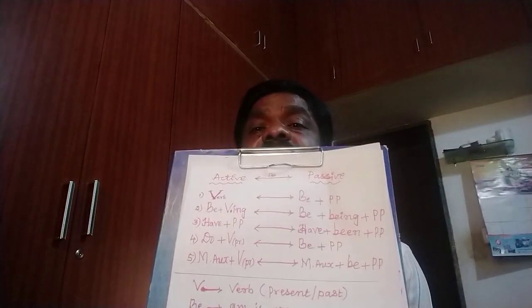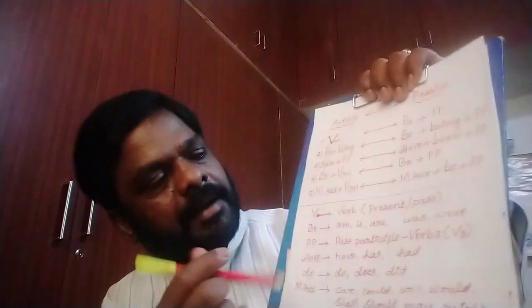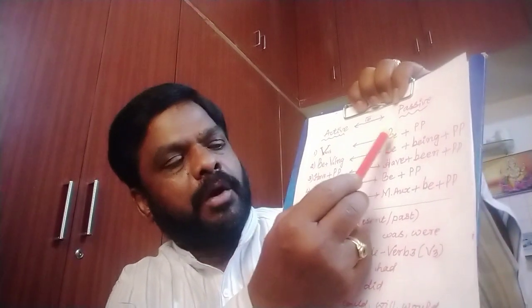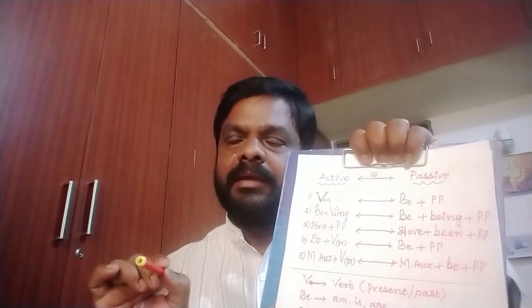While changing, for example if there is only the verb, you have to take be form. While taking the be form, you have to keep in mind be forms: am, is, are, was, were. If the verb is in past tense, you have to take past be form. If the verb is in present tense, you have to take present tense be form.